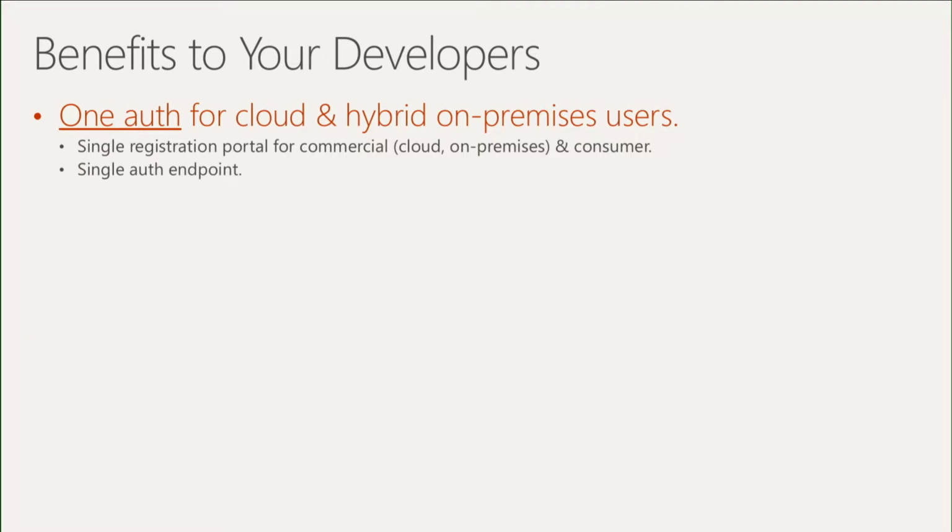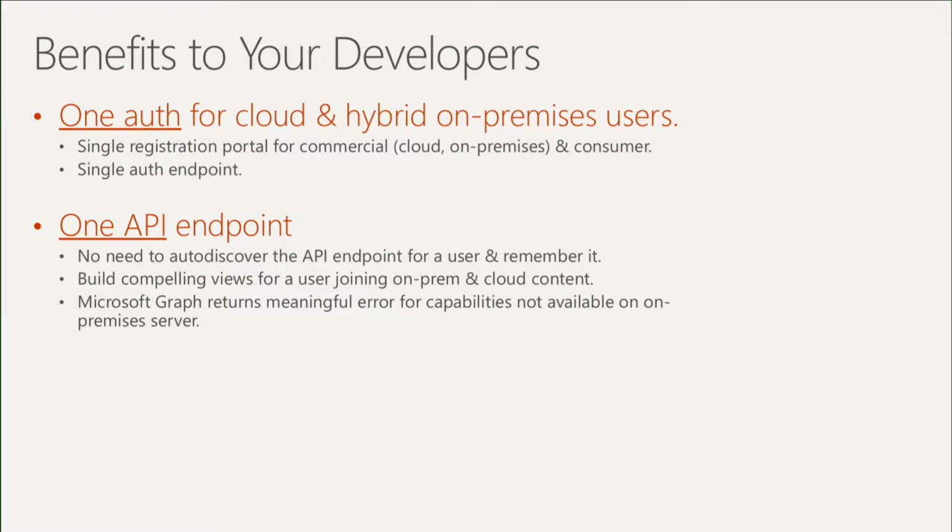For the developers, whether it's developers in your organization, developers you recruited from elsewhere to do some projects for you, or independent software vendors, the simplicity of it is great. They go to one auth endpoint to register, and they're done. And if they've already done this before because they were catering to online users, now their app would be valid for hybrid users as well. They don't need to go do anything. The one API endpoint avoids the need for auto discovery, and you can start building compelling views with joint cloud and on-premises content.